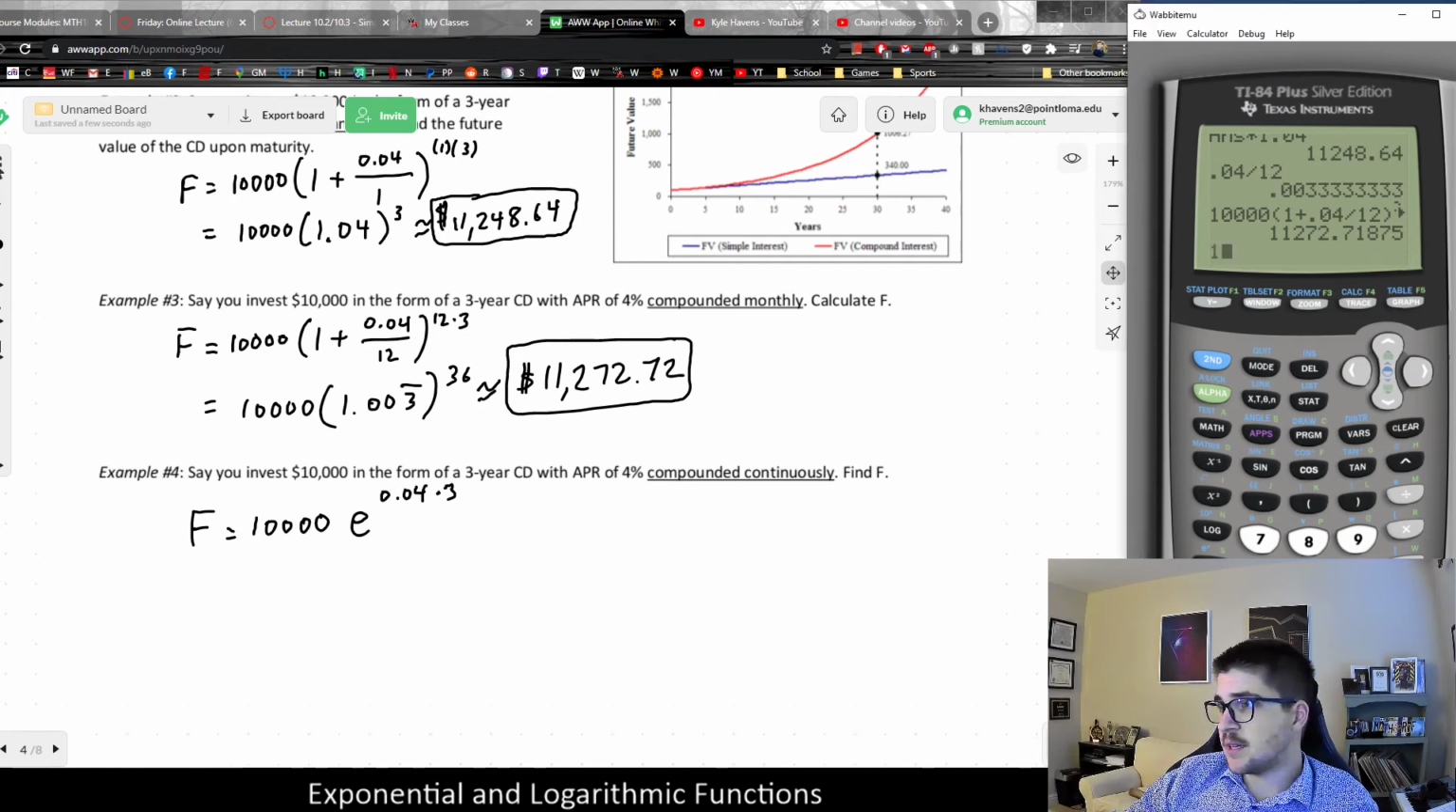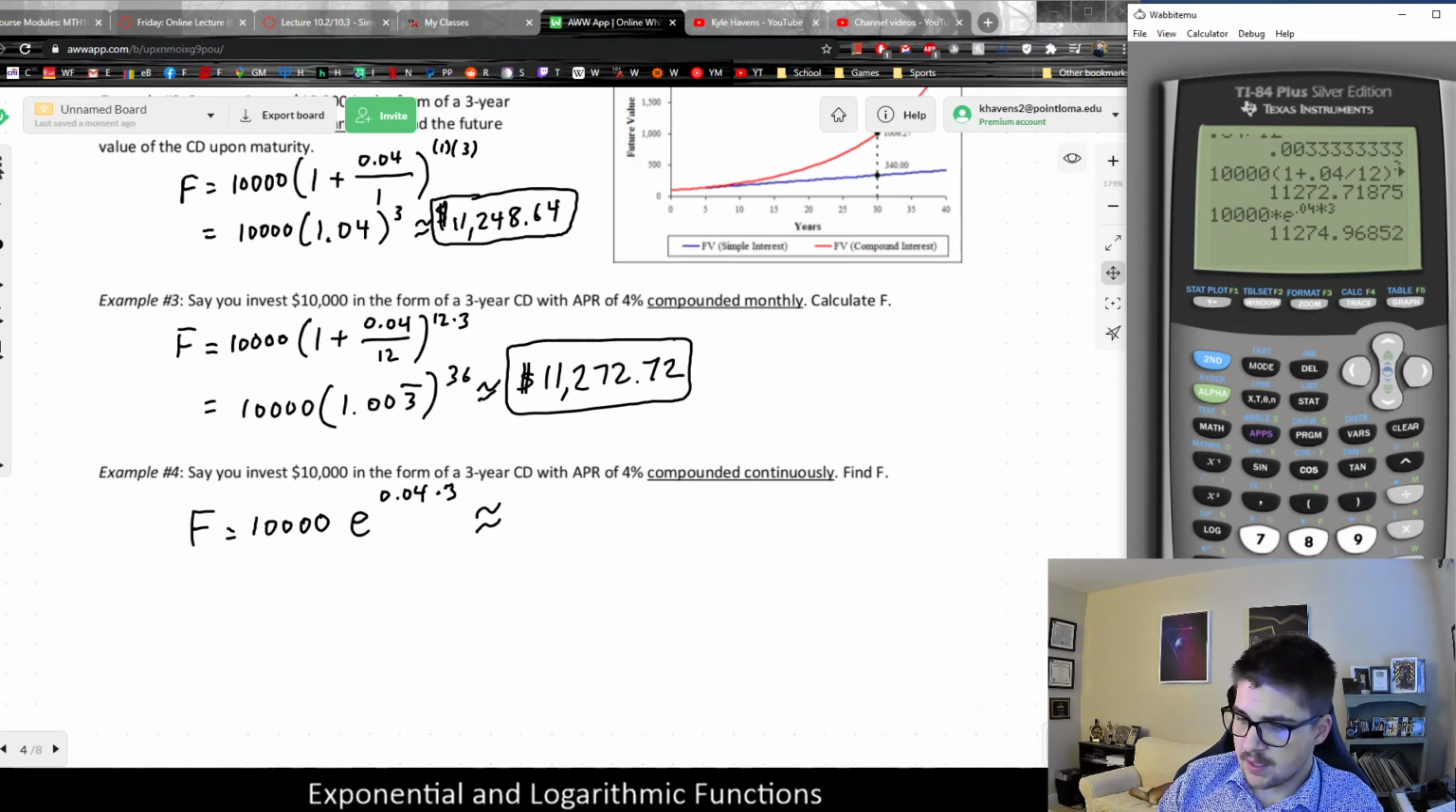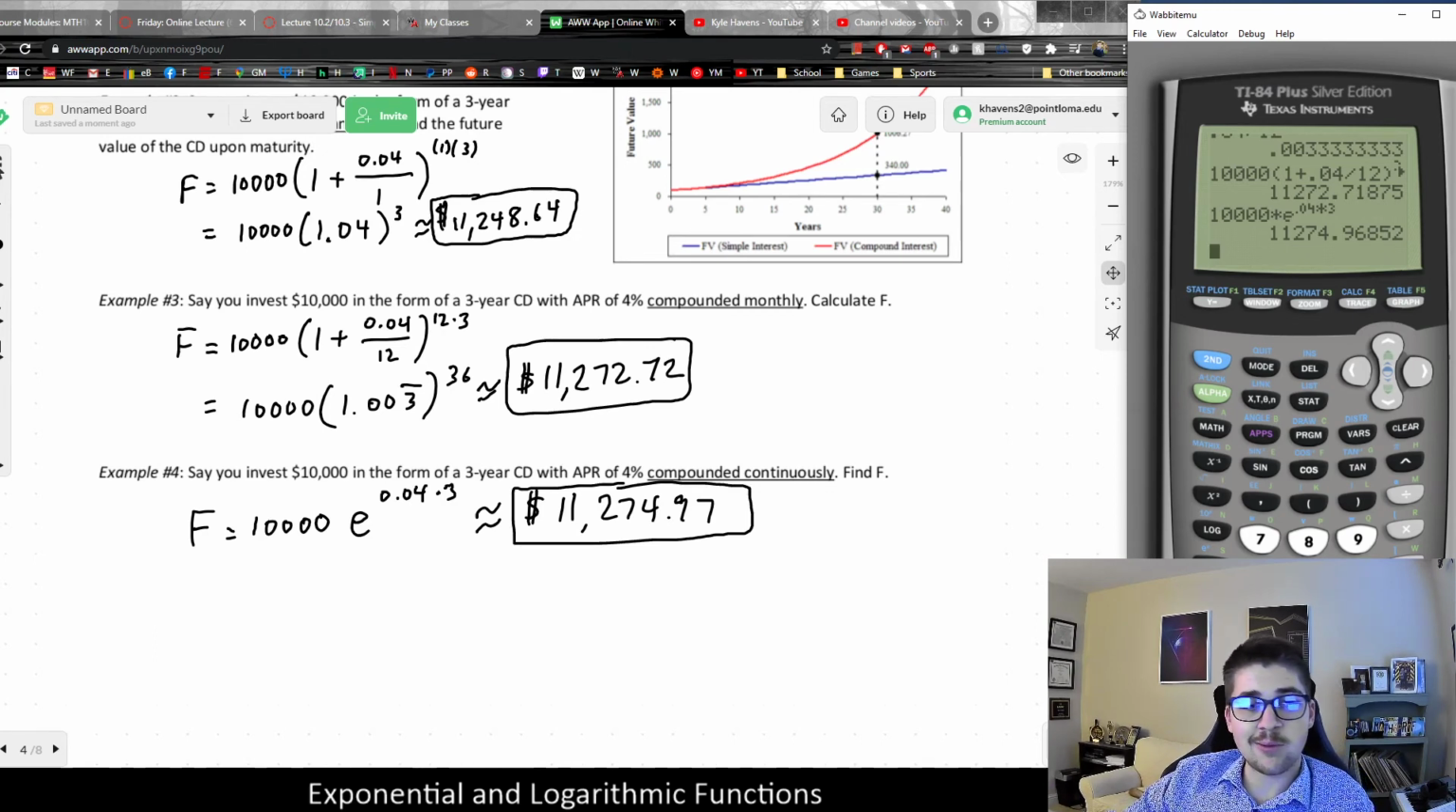But in this particular case, we get 10,000 times e to the 0.04 times 3. And that would leave me with approximately $11,274.97. Again, not substantially different from compounding it once per month. But anyways, it's kind of like I like to call it the speed limit on exponential growth. If you compound it more and more and more, it will approach this pattern, which is kind of a way of helping to see why e to the x is so important. It models a behavior with an exponential growth rate where it's literally growing constantly all the time.